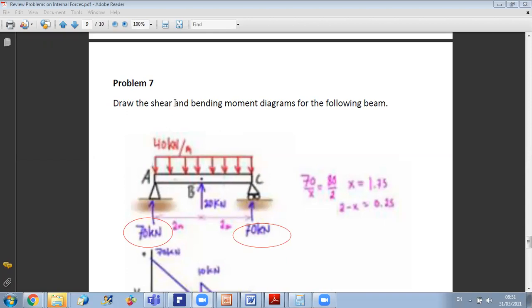And even if you have an x component here, it will just affect the value of AX, and the value of AX will not affect shear, it will affect the normal force.